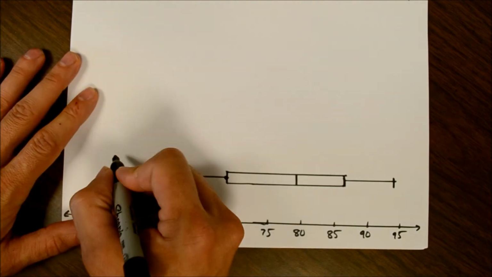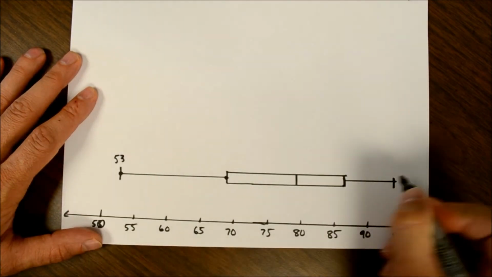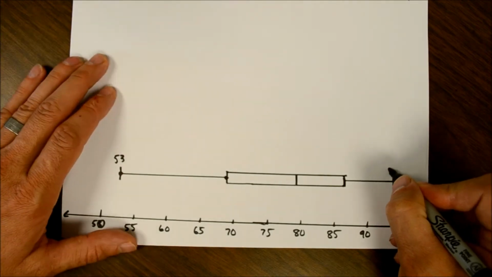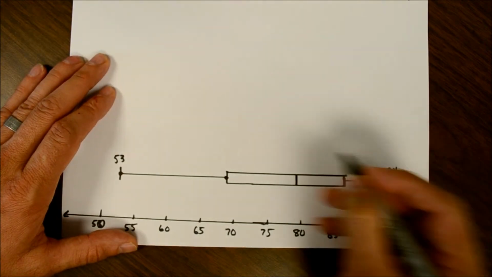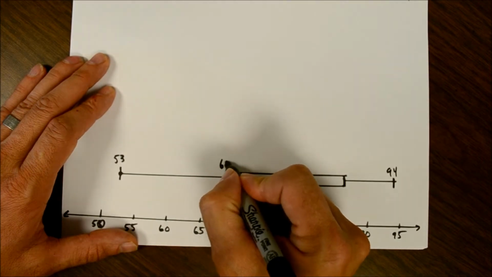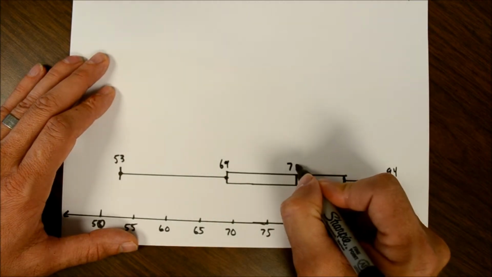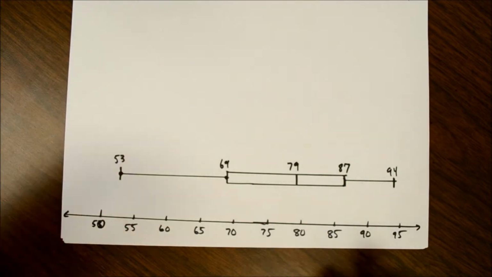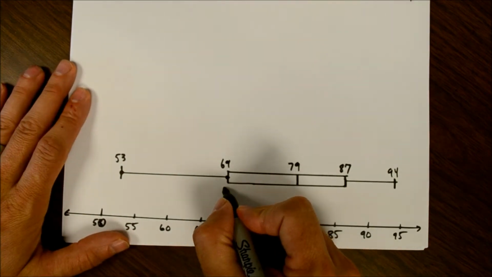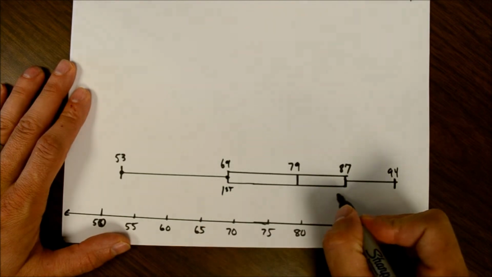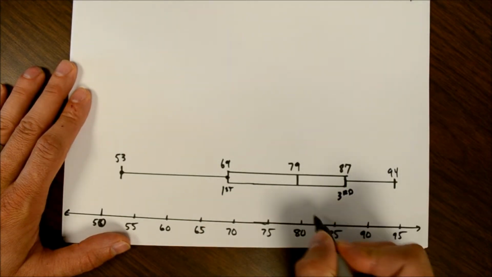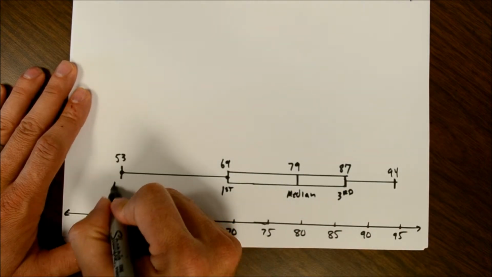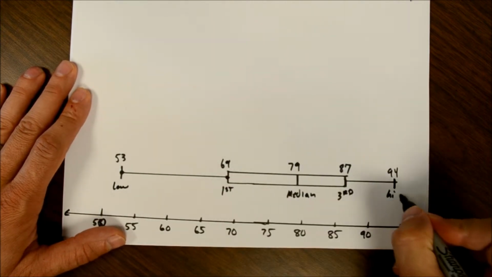All right, and you might mark them: 53, 94, 69, 79, and 87. All right, now remember, this was the first quartile, this was the third quartile, this was the median, this was the low, and this was the high.